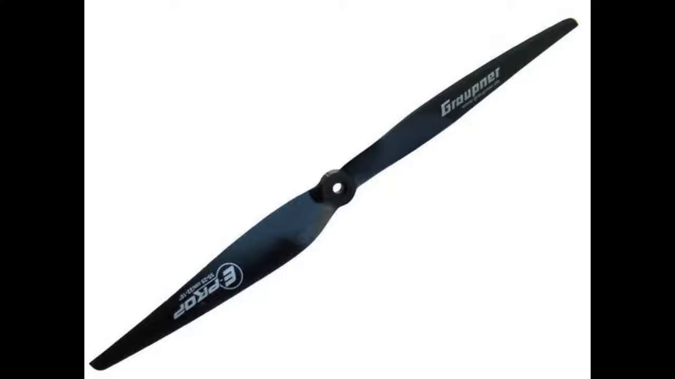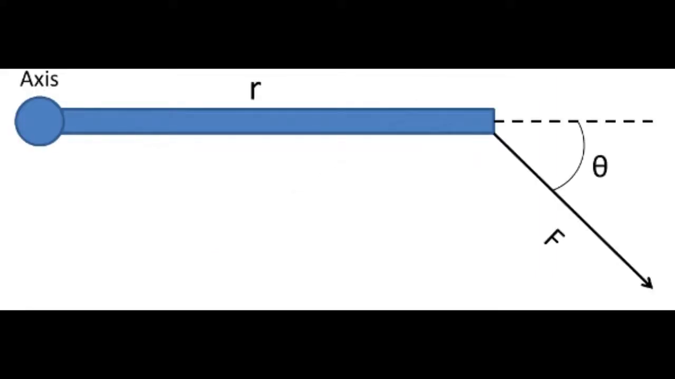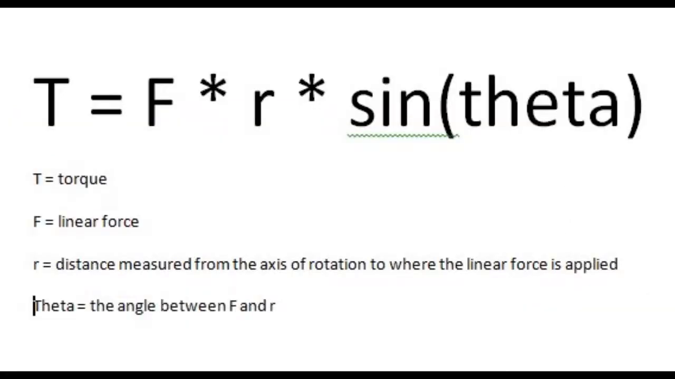From these propellers comes the RPM caused by the torque force. Torque force is a force acting on an object that causes it to rotate. Think about it as if you were opening a door. In order to open a door, you have to push the side with no hinges. You are then putting a linear force at a distance from the axis of rotation. As you can see in this equation, T equals torque, F equals linear force, R equals distance measured from the axis of rotation to where the linear force is applied, and theta is the angle between F and R. Torque is in equilibrium, so the quadcopter hovers.